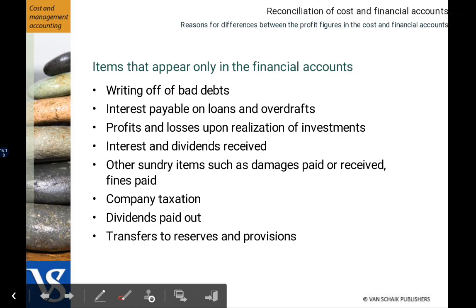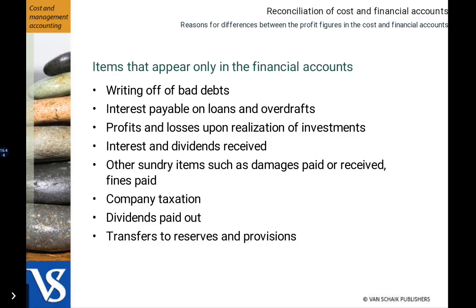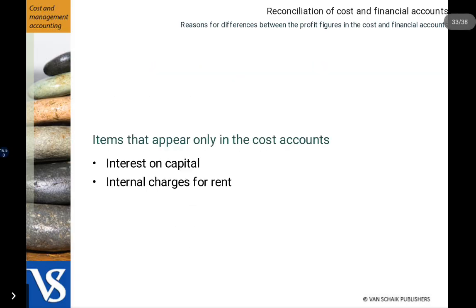Here are some of the items that can only appear in the financial accounts. Bad debts, a loan and the overdraft, a profit or a loss when you are selling your asset or realizing investment, interest and dividends received, other sundry items such as damages paid or received, and also the fines that are paid, company taxation, dividends paid out, and also transfers to reserves and the provision. Looking at these transactions, you will see that they only affect the financial side. They have nothing to do with the cost side.